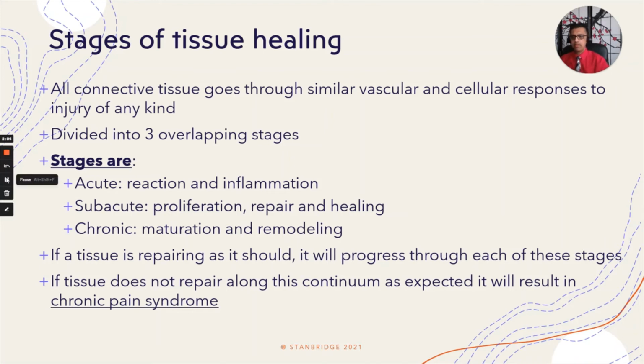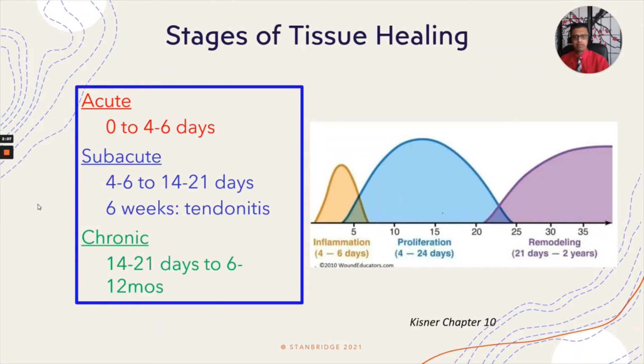All right, let's take a look here. This is a good little graph that shows acute can last from 0 to 4 to 6 days. Again, it overlaps a little bit. Subacute can be from 6 to 21 days, so 1 to 3 weeks. Tendonitis subacute could be 6 weeks. Chronic can be from 3 weeks to a year. It really depends on the tissue, but that's your general guideline.